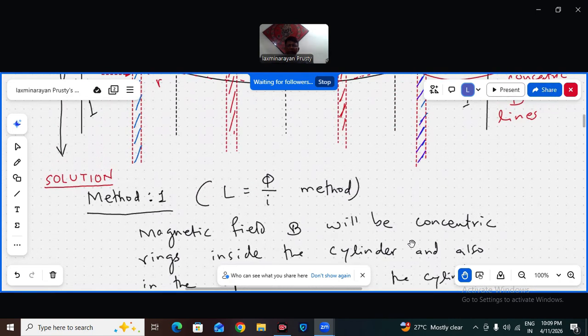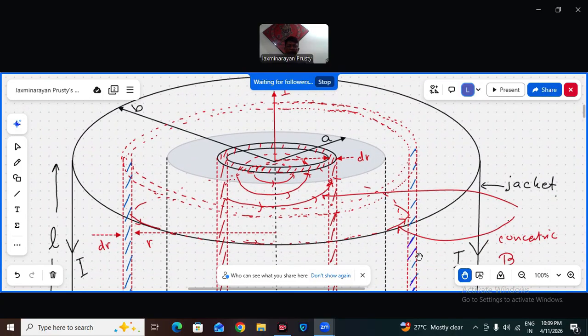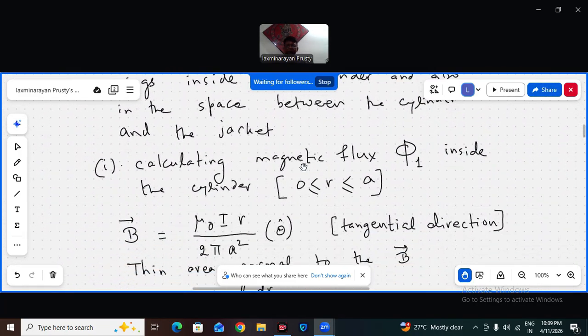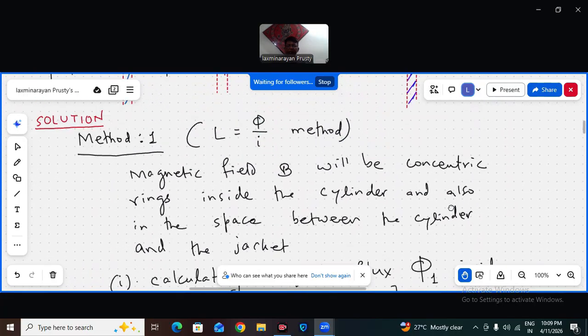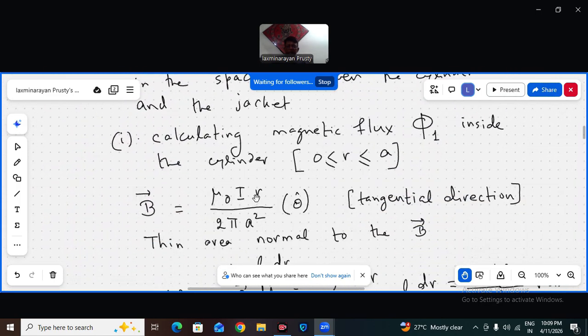So magnetic field B will be concentric rings. So what is the flux through this rectangular area? Flux will be through this rectangular area plus this rectangular area. This rectangular area from 0 to A and the outside rectangular area from A to B, and there is no B outside. So in calculating the magnetic flux phi 1 inside the cylinder, r 0 to A के बीच में. So B क्या होगा भाई? If r is within this solid cylinder, mu naught I small r divided by 2 pi a square.